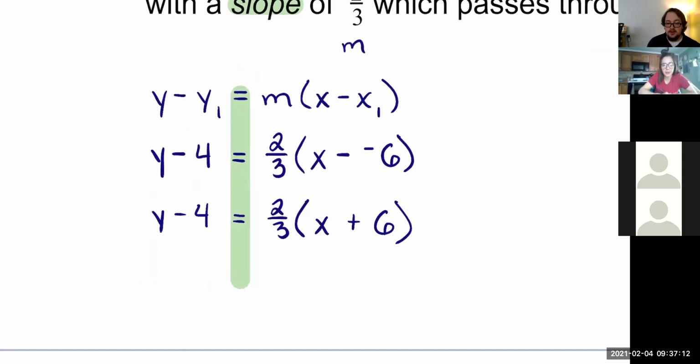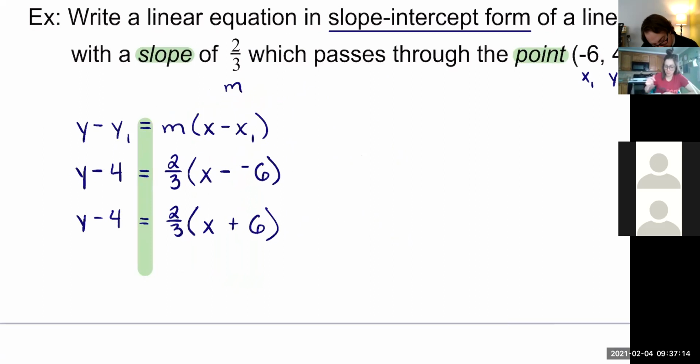Now, here's the good news so far. I'm going to run out of space here very quickly, so I'm going to do a quick maneuver here.